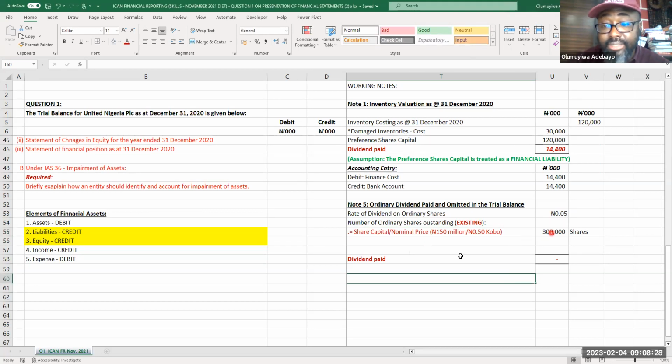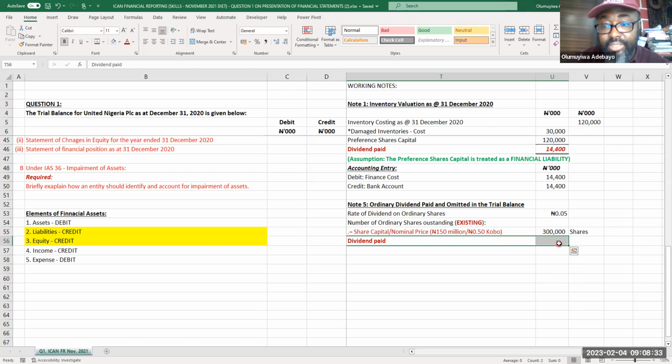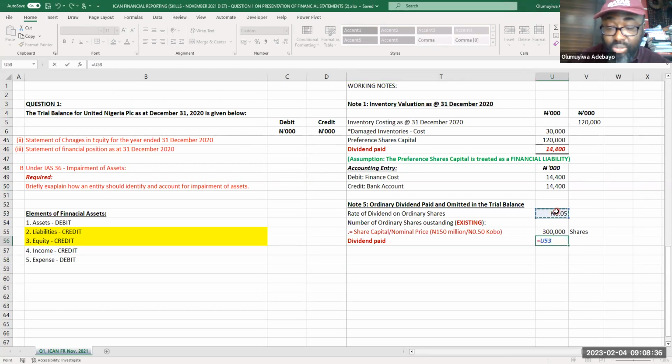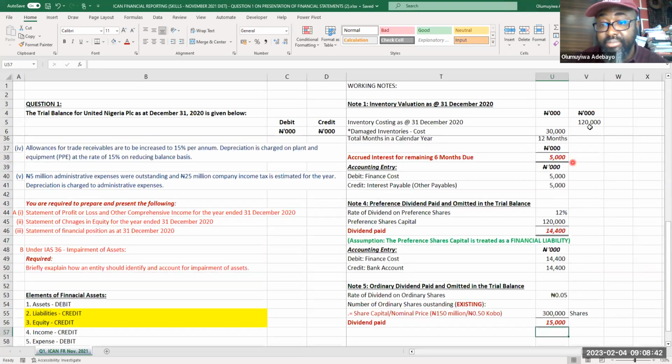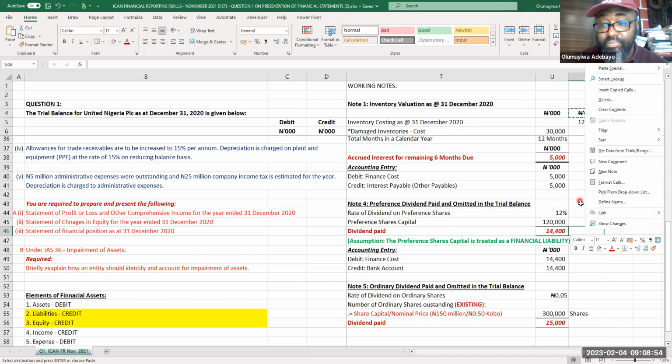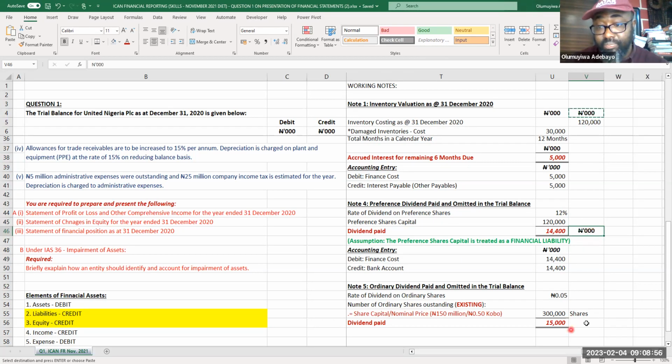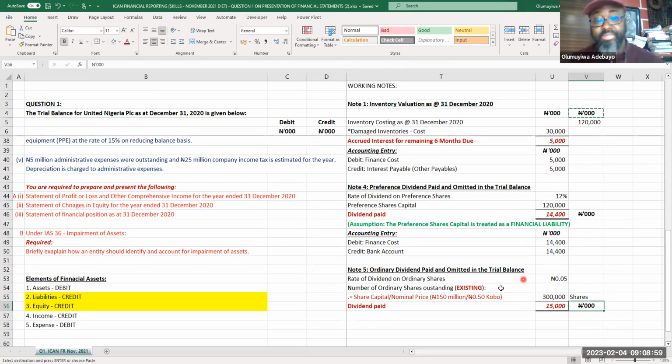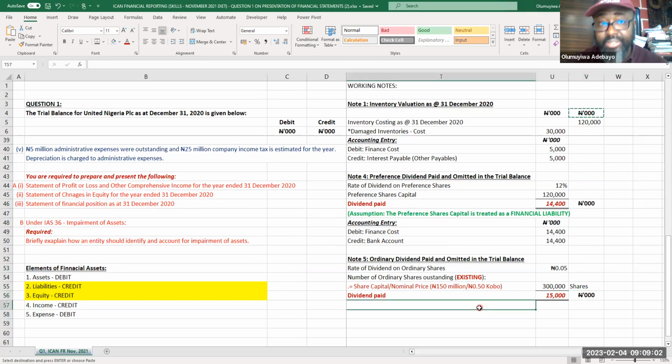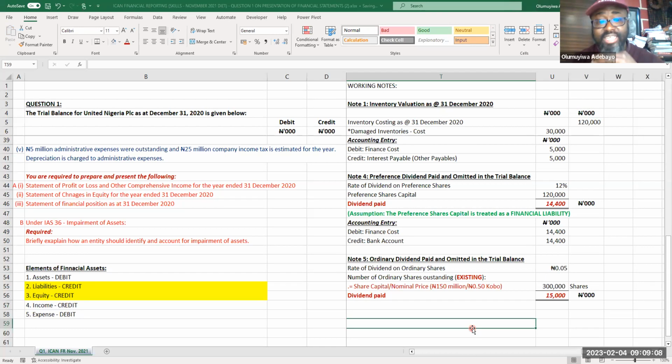Okay, now if that is the case, what is my amount of dividend paid? It is now 5 kobo times 300 million shares. And that will give me, in Naira terms, 15 million. Is it 15 million? Yeah. 15 million.